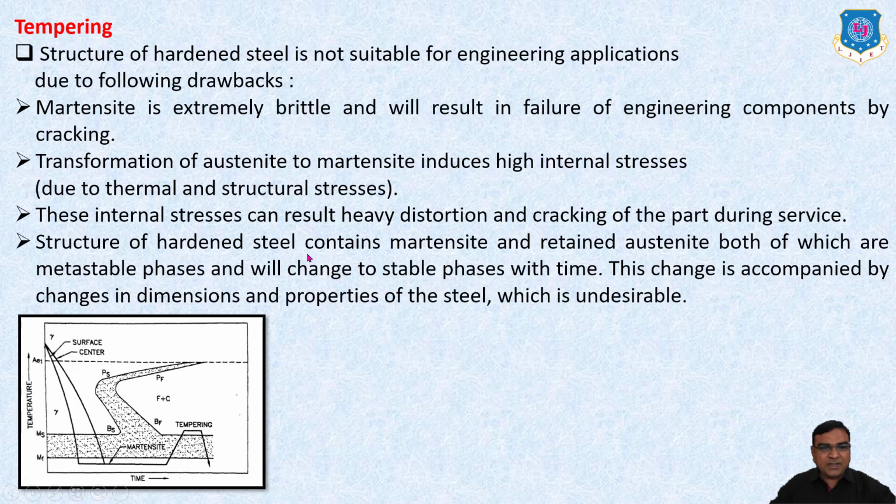The structure of hardened steel contains martensite and retained austenite, both of which are metastable phases and will change to stable phases with time. This change is accompanied by changes in dimensions and properties of steel, which is undesirable. So the hard material is reheated, soaked, and cooled again to get the desired softness in the material after hardening. This process after hardening is known as the tempering process, which is required to soften the material.